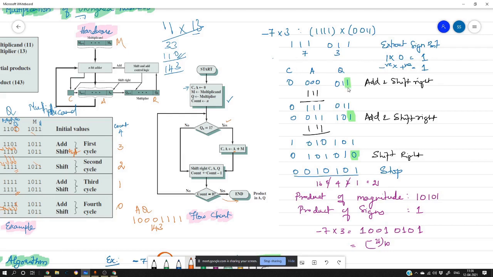Okay, so here I again check the Q0 value. If Q0 is 1, then I add this 7, the multiplicand, here. Okay, so since it is 1, I've just added 7 to this accumulator. The resultant value is 111. Okay, so after addition we need to shift right. So when you shift right, you're going to strip off this 1 and have this 1 here in the LSB. Okay, this 1 coming here and this 0 here and this 1 coming to this place. Okay, I've just shifted it.